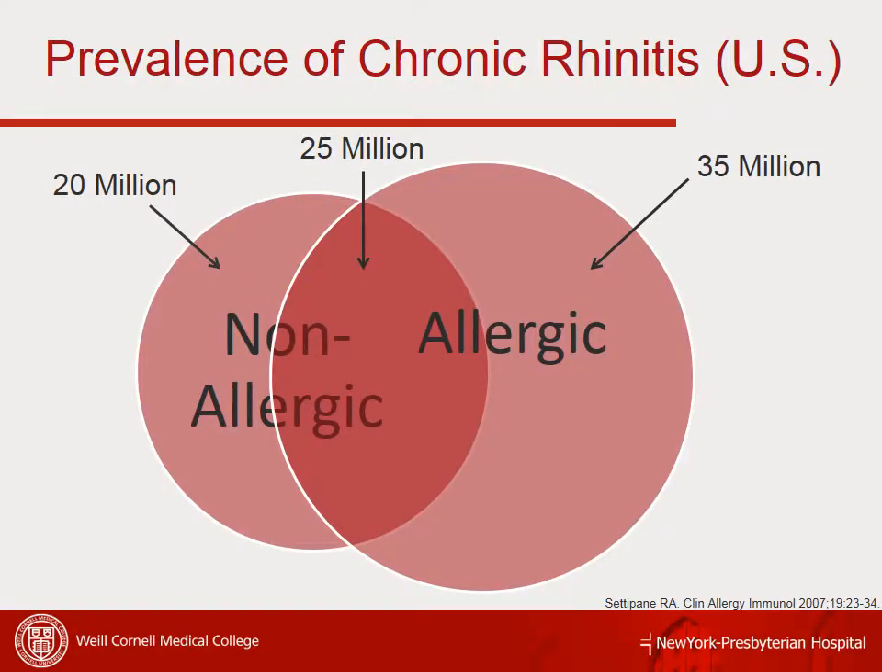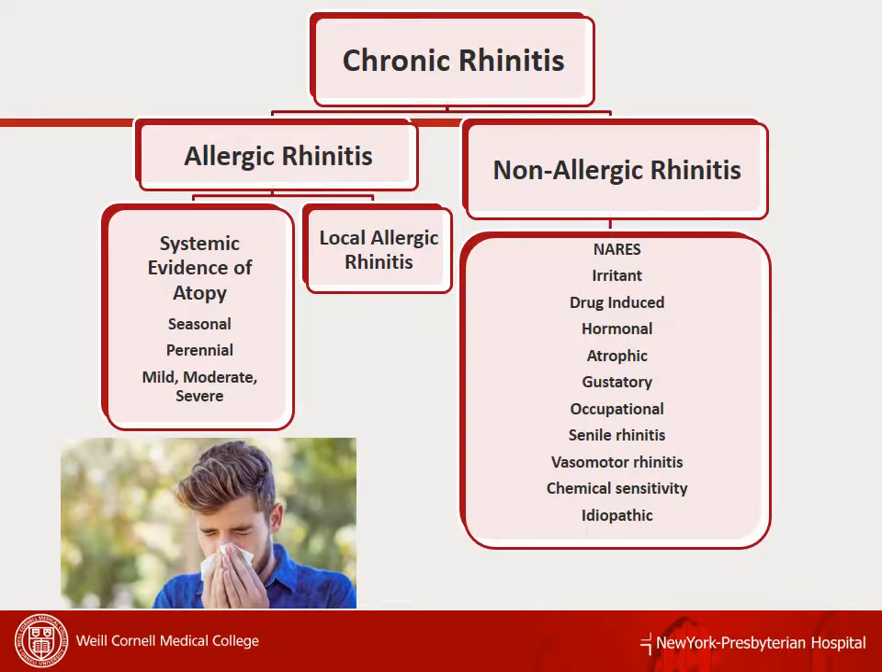Now, of the 80 million people who have chronic rhinitis in the United States, this can be divided up into allergic rhinitis and non-allergic rhinitis, and there's also a group who has overlap in these conditions, and that's called mixed rhinitis. So we can divide up chronic rhinitis into allergic rhinitis and non-allergic rhinitis. Non-allergic rhinitis is a large category.